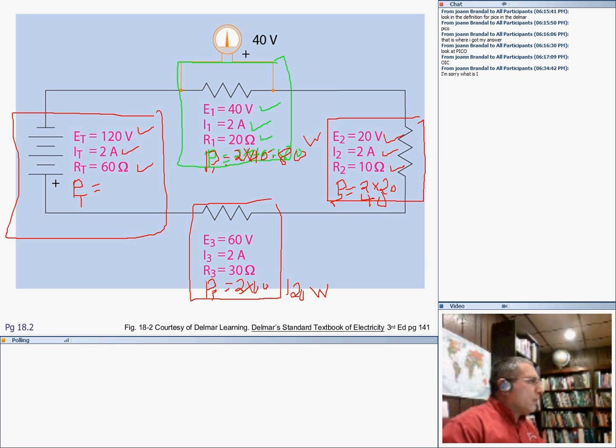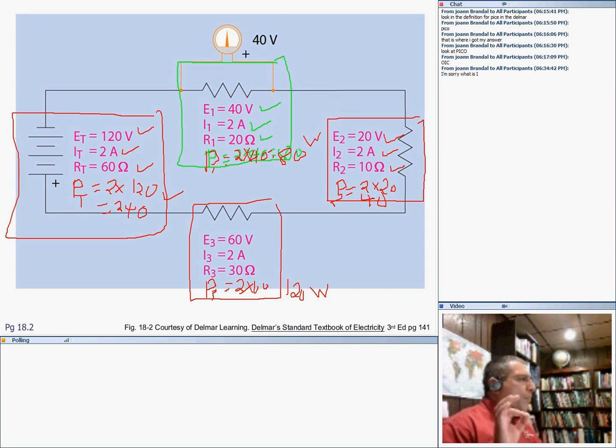It doesn't take a genius to tell you it's 2 times 120, and the math on this one will give you 240. So here's the P total, 240.